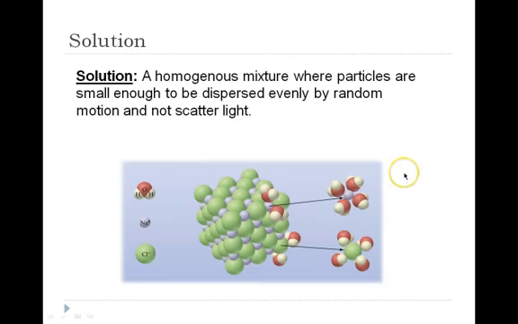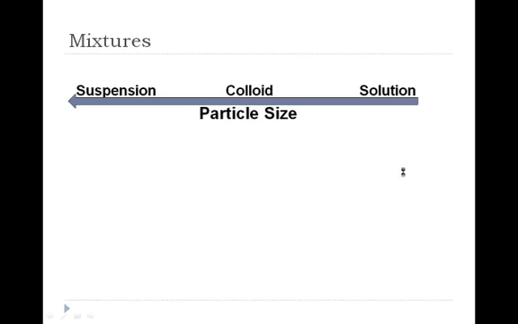So back to what solutions are. Solutions are homogeneous mixtures. And if we're going to put these all on a scale in terms of particle size, in suspensions, the particles are large enough that they actually settle out. Colloids, they don't settle out, it's homogeneous. In solutions, the particle size is much smaller, small enough that they don't scatter light.